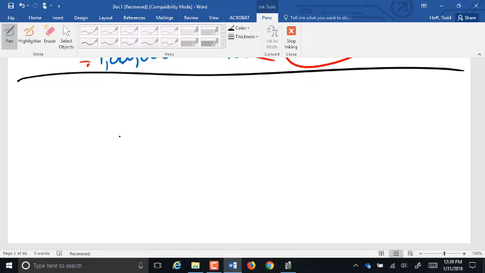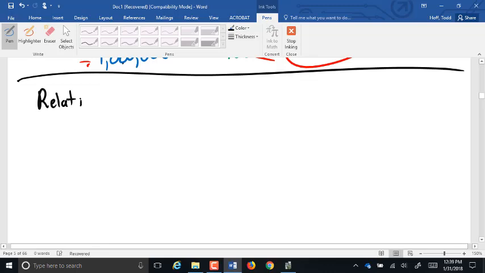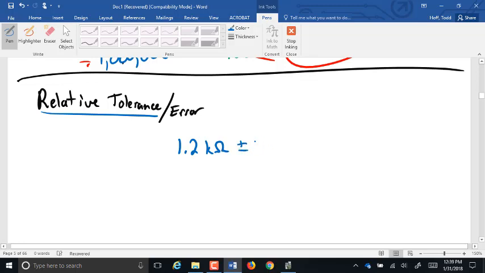So now let's take a peek at our new topic. We're still dealing with these percents and allowances and tolerances and errors. And we've talked a lot about resistors having a raw tolerance and a relative tolerance. Remember, a relative error or tolerance, we're going to be actually looking at tolerance for this example, might look like this: 1.2 kilo ohms plus or minus 10%. That's a relative tolerance or allowance because it's a percent.